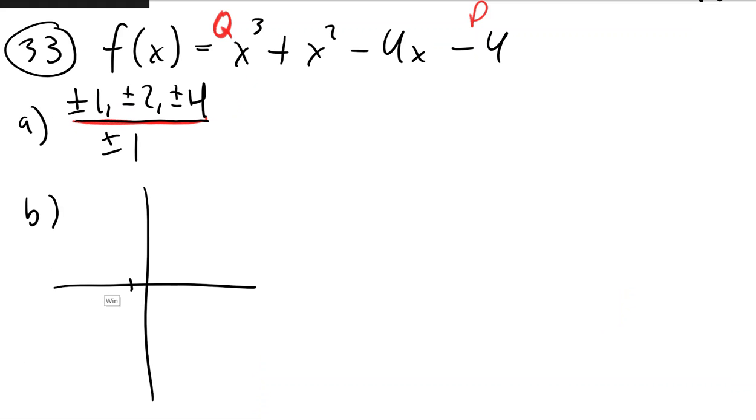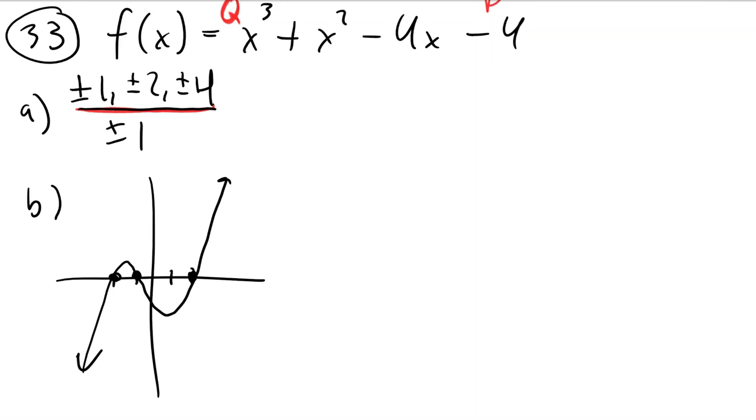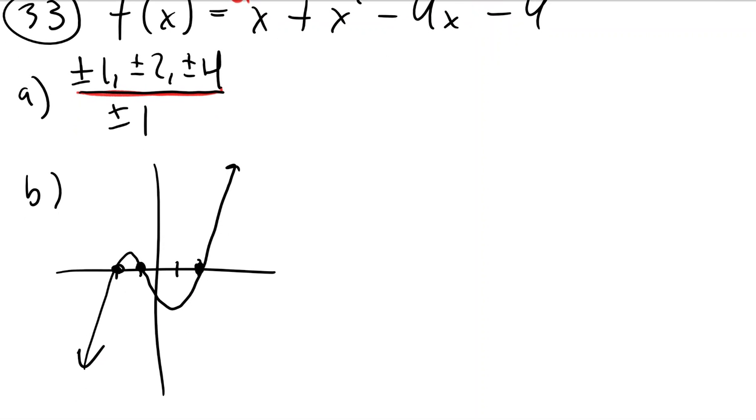So -2, -1, and +2. So what they're asking us to do then is confirm that all of these x-intercepts, 2, -1, and -2, are somewhere up here in this list. This list can have other stuff. Not all of these are zeros.